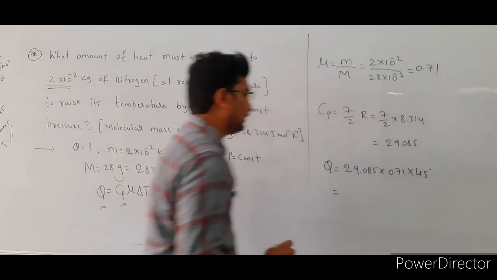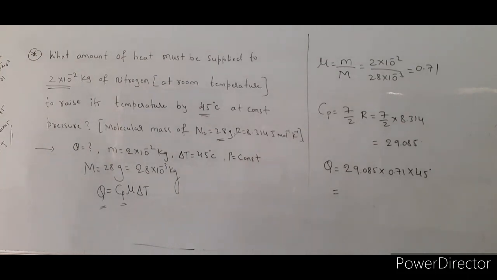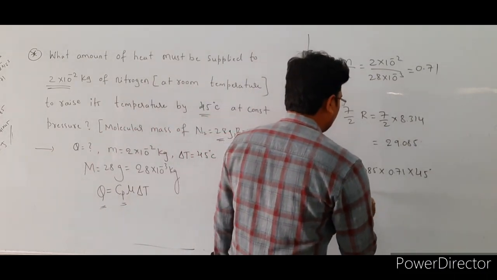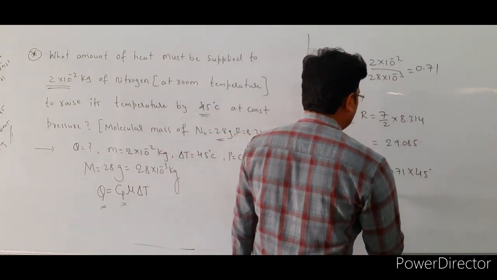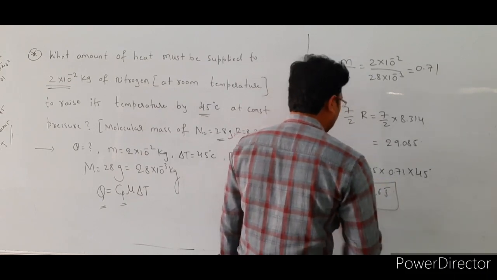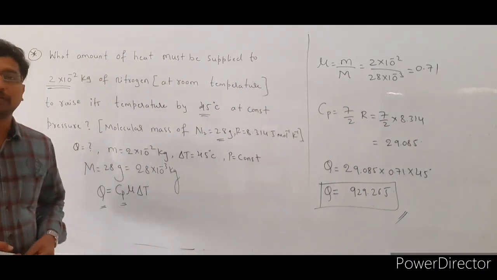Multiply this: 29.085 into 0.71 into 45 is equal to 929.26 joules. So this much quantity of heat energy is supplied to that system. Q is equal to 929.26 joules.